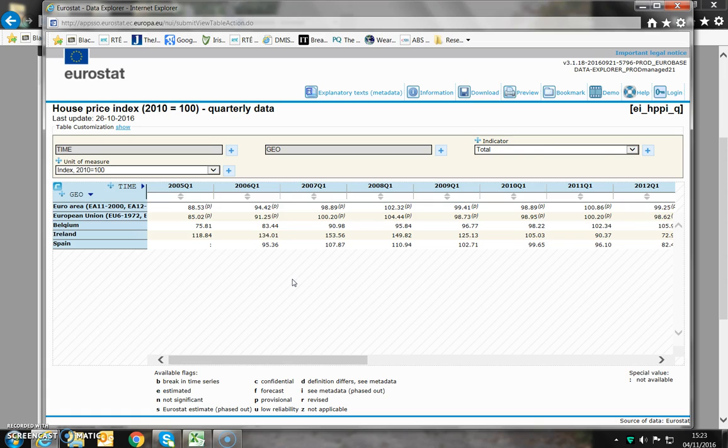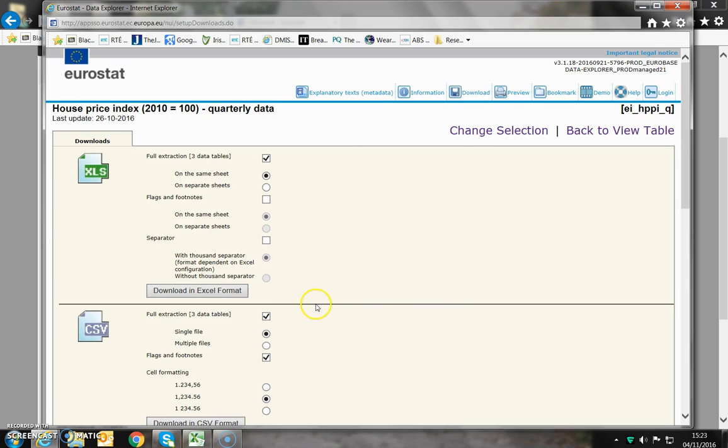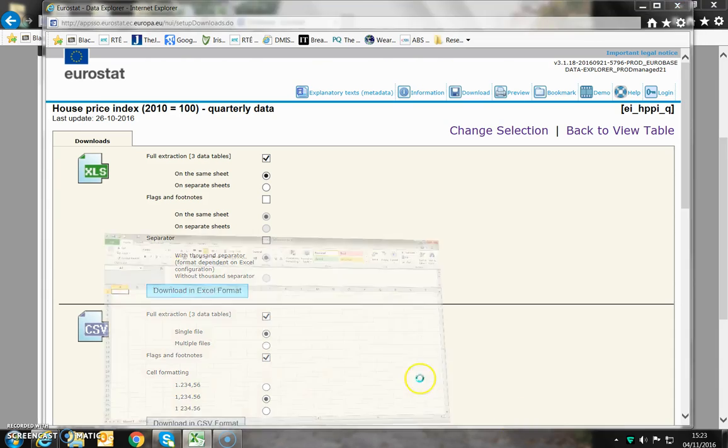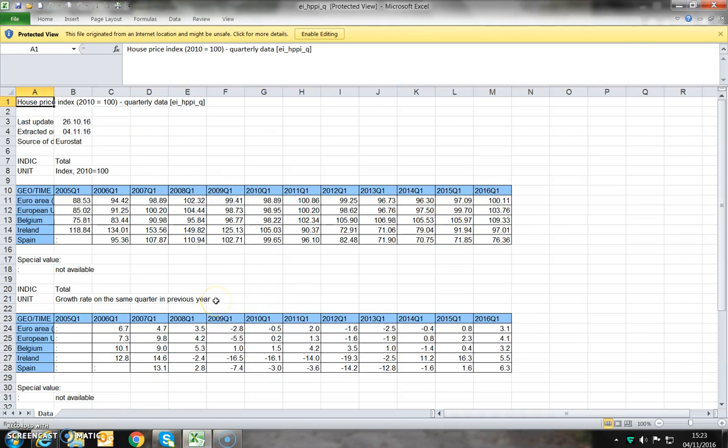So now we decide we're looking at the index, 2010 is equal to 100, and we are going to download it. So download, full extraction, on the same sheet, we leave it as that, download in Excel format, and open. And there we have our data downloaded into Excel. And we can do with that whatever we want, tidy it up, graph it, whatever we decide. And that's how you download from Excel, from Eurostat.